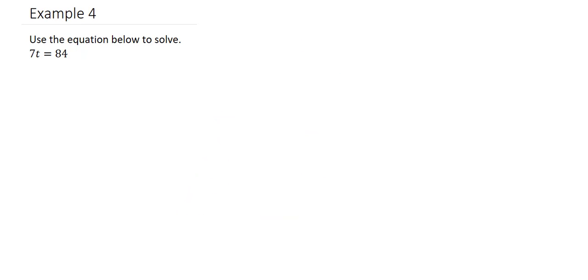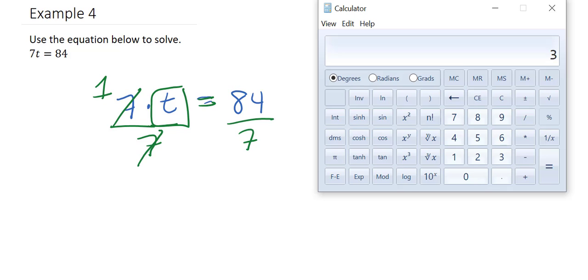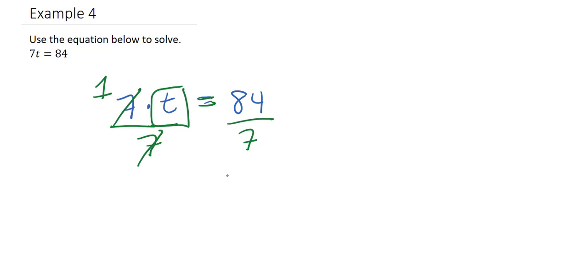Example 4: We're going to use the equation below to solve. So 7 times some number is equal to 84. We're solving for t. We're going to divide by 7 on both sides. This gives us just t, because this crosses out, because 7 over 7 is just equal to 1. Now we have 84 divided by 7, because we had to do this division on the right-hand side as well, so that it stays an actual equation and remains true. Now 84 divided by 7 is equal to 12.